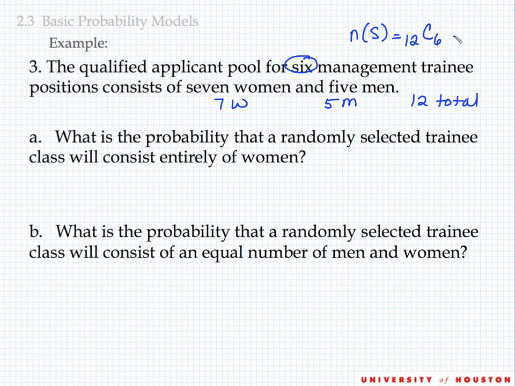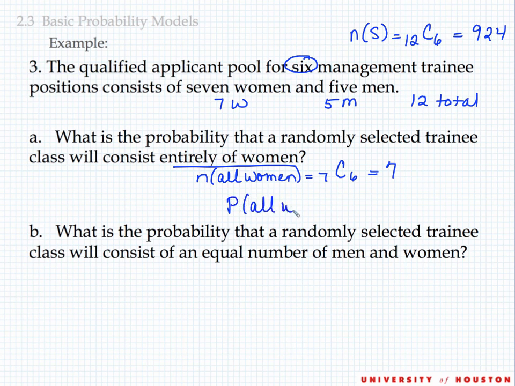So the total number in my sample space is 924. What's the probability that a randomly selected trainee class will consist entirely of women? So that would mean that all 6 chosen trainees will be women. So the number in my event, which would be having all women, will be 7C6, which is 7. So the probability of all women is 7 over 924.